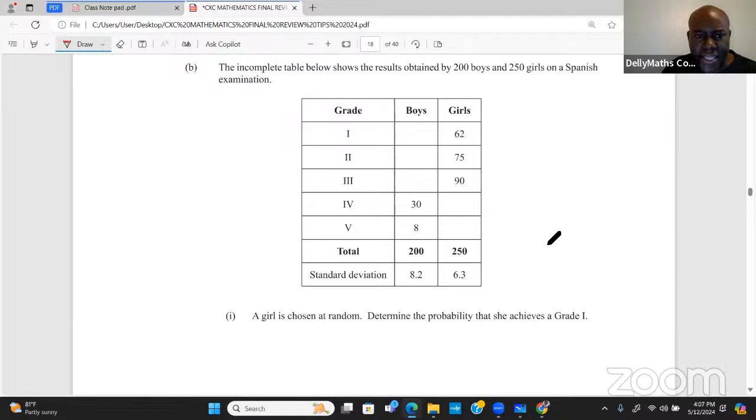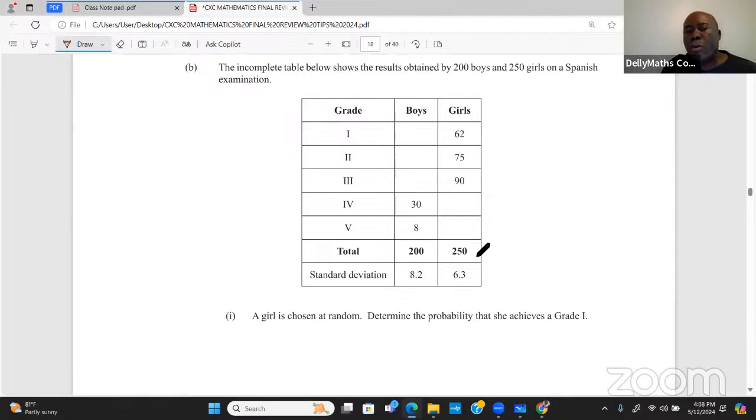The first question says, a girl is chosen at random. Determine the probability that she received a grade 1. Like this question, it says a girl is chosen at random, not a student. I want you to be very cognizant of the difference. The question already said a girl is chosen at random. That means we're going to put this over the total number of girls.